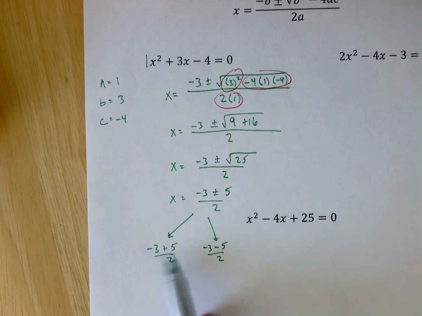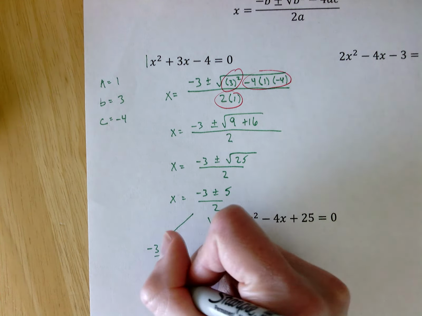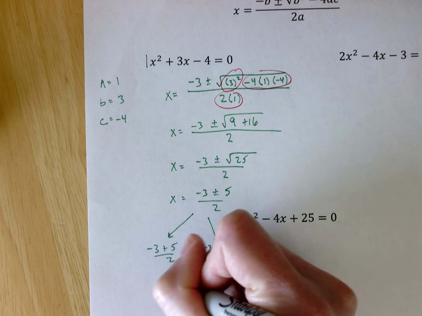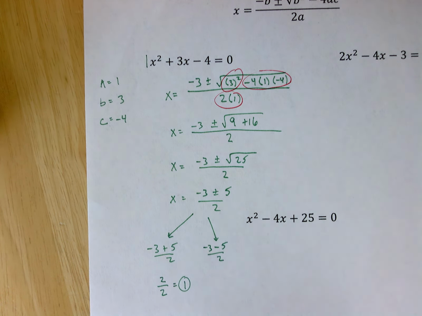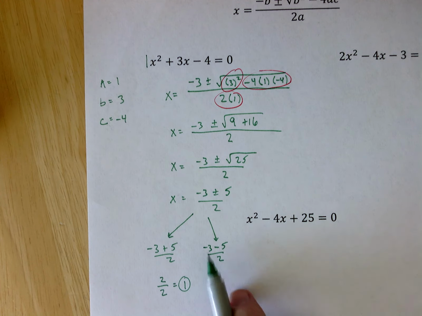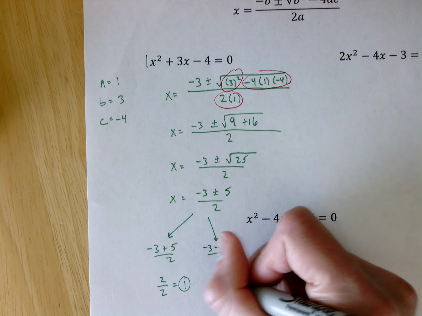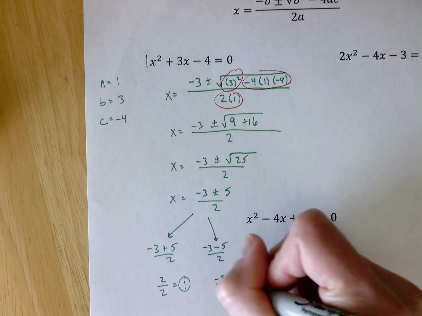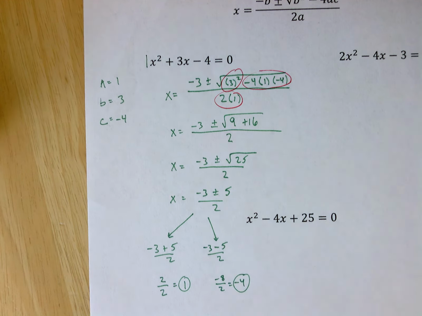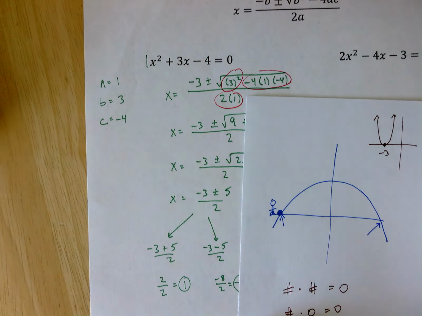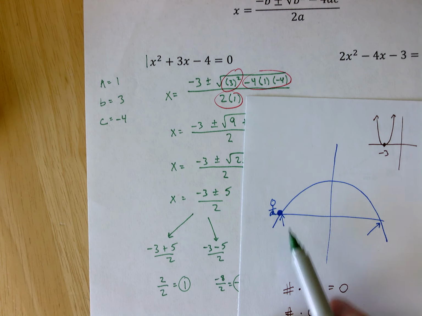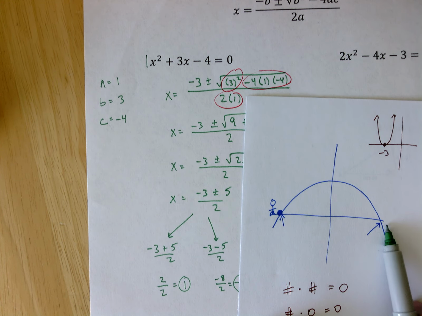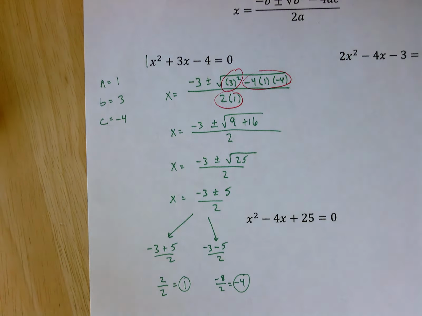Okay, so negative 3 plus 5, well, negative 3 plus 5 is 2, and 2 divided by 2 is 1. So there's one of my answers. Over here, negative 3 minus 5, that's negative 8. And negative 8 divided by 2 is negative 4. That's my other answer. Okay, so this is an example where if I was looking at my parabola, it crosses at negative 4 and positive 1. Okay, and those are my solutions.